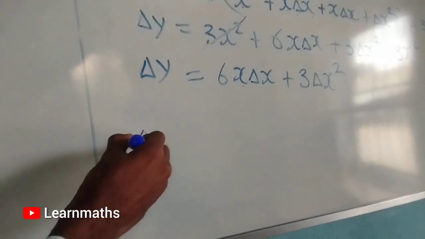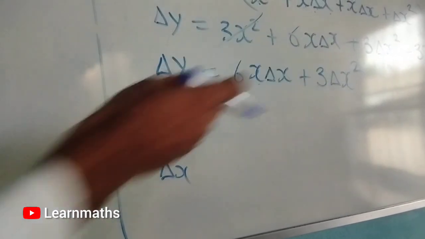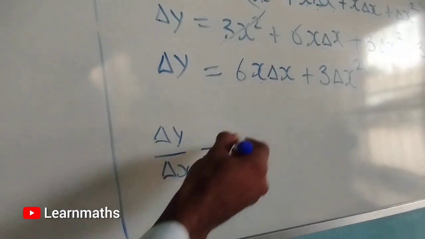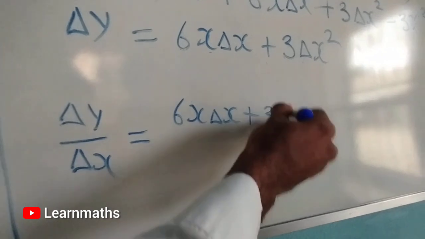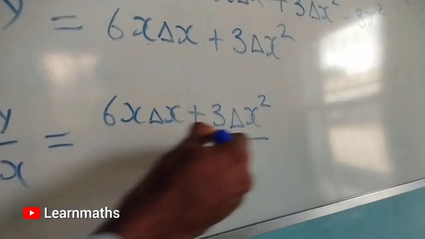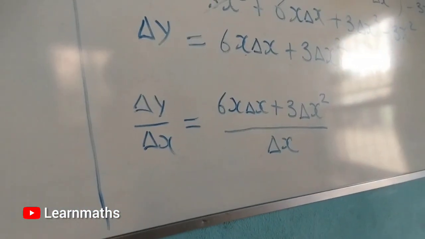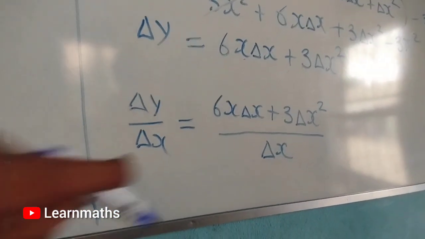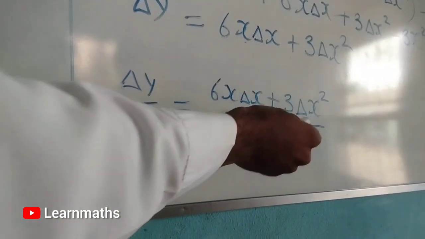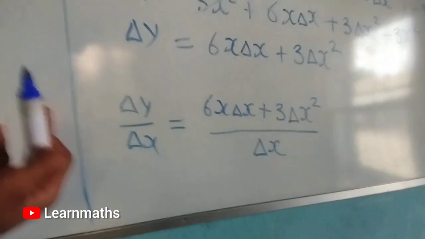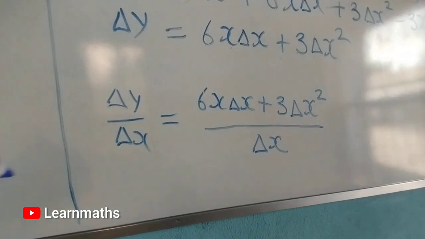So change in y over change in x. I'm dividing the left side and the right side with change in x, and it is going to be equal to 6x change in x plus 3 change in x squared, divided with change in x as well, right? Now, to proceed further, we have change in x in this term and we also have change in x in this term, right? So we can actually factor out change in x. So let's carry out that factorization.